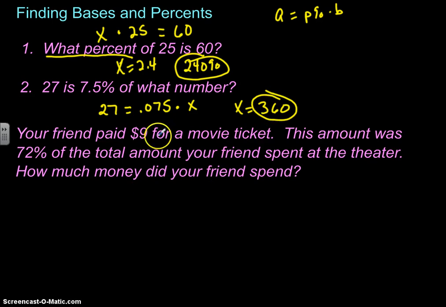Okay? Your friend paid $9 for a movie ticket. This amount was 72% of the total amount your friend spent at the theater. How much money did your friend spend? Again, 9 is the part. The total is the whole, or the base. 9 equals 0.72 times X. Okay, again, we're just using the same equation over and over again. This is now a 9, not an A. So if I divide 9 by 0.72, X is equal to 12.5. That's $12.50. And we don't have to move the decimal here because we're not finding a percentage. We're actually finding the number. No moving the decimal needed.